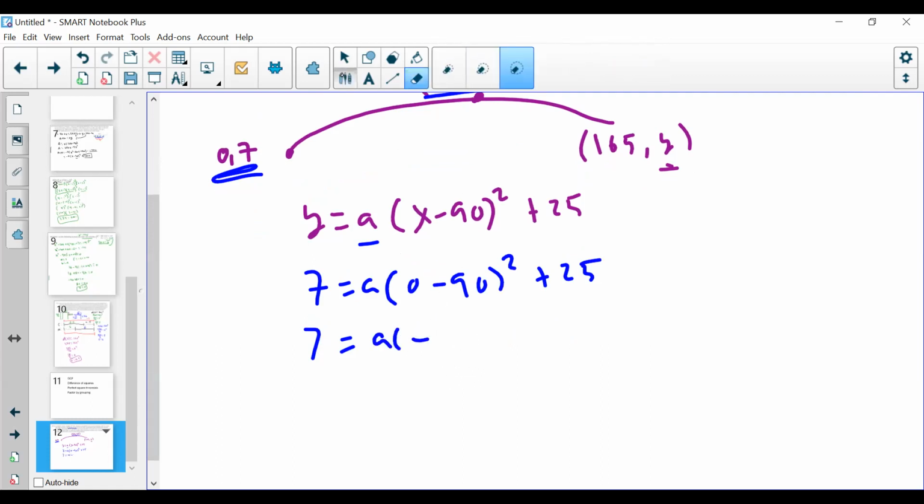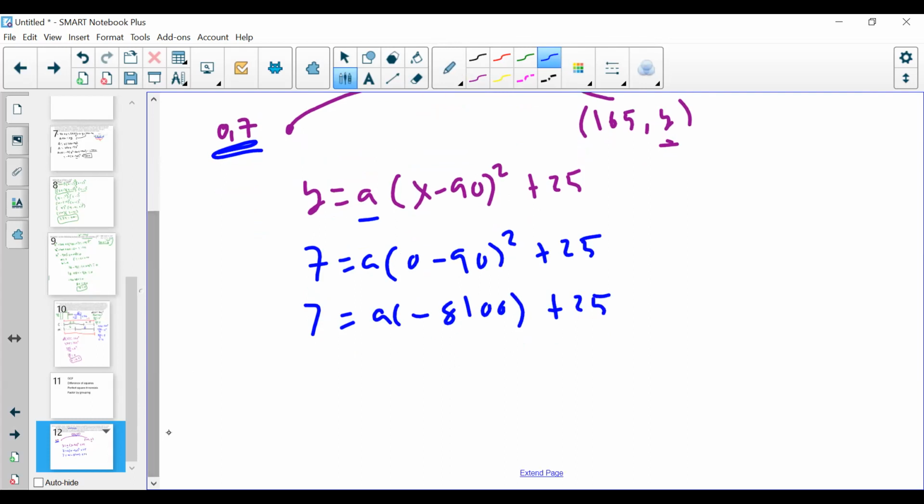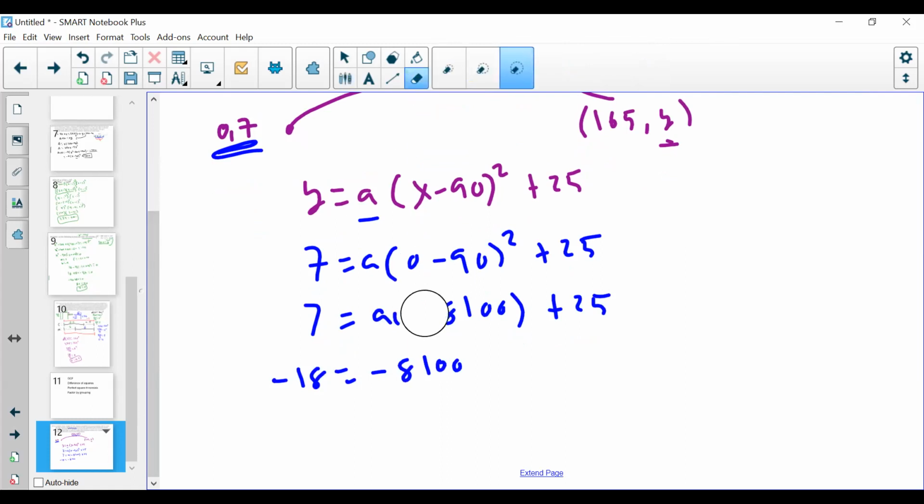Right, 9 squared is 81. No, negative that. So from here, solve for a: subtract 25 over. 7 minus 25 is negative 18. So I have negative 18 equals negative 81, or positive, so it'd be positive. You can't have a negative, right? Yes.